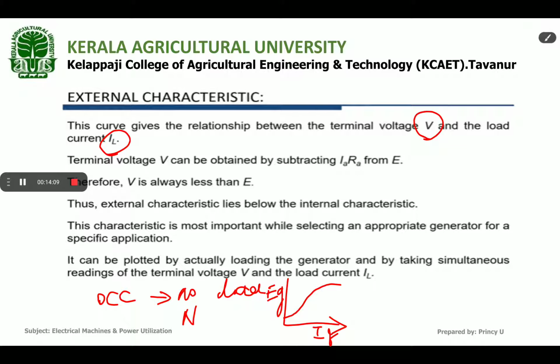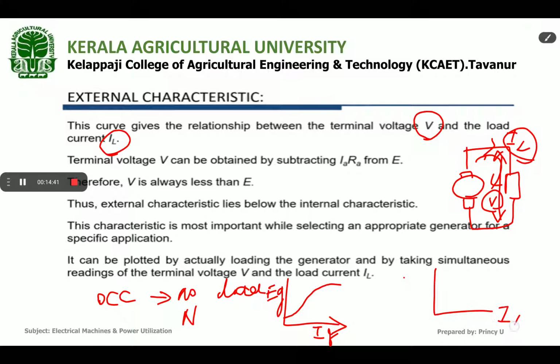Then, for the external characteristics in the practical experiment, we will connect a load across the armature. What happens when we connect a load? There will be a load current IL. So we will connect a voltmeter to measure the terminal voltage V across the load, and this IL. If we plot a curve between IL and V, we will get the load characteristics.